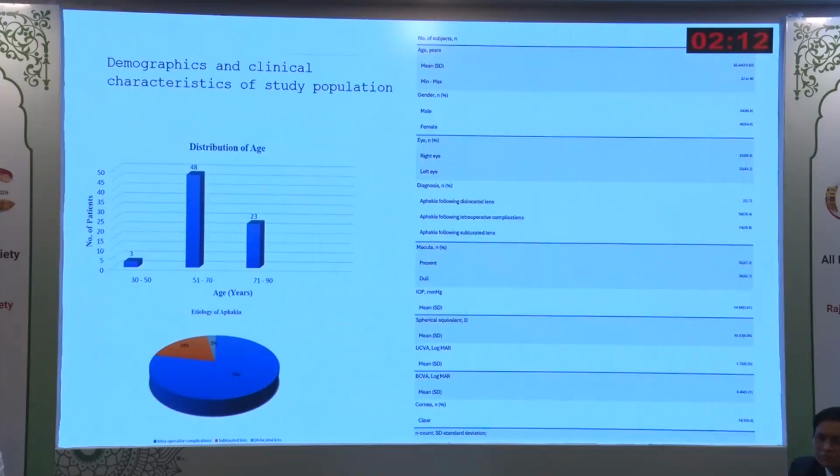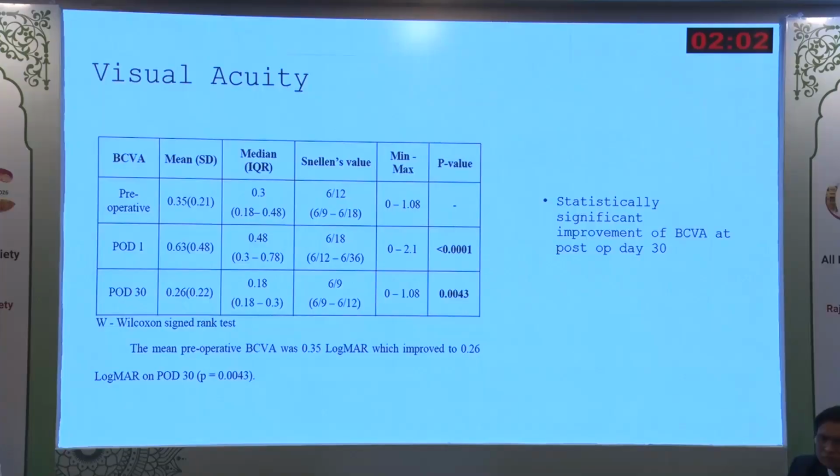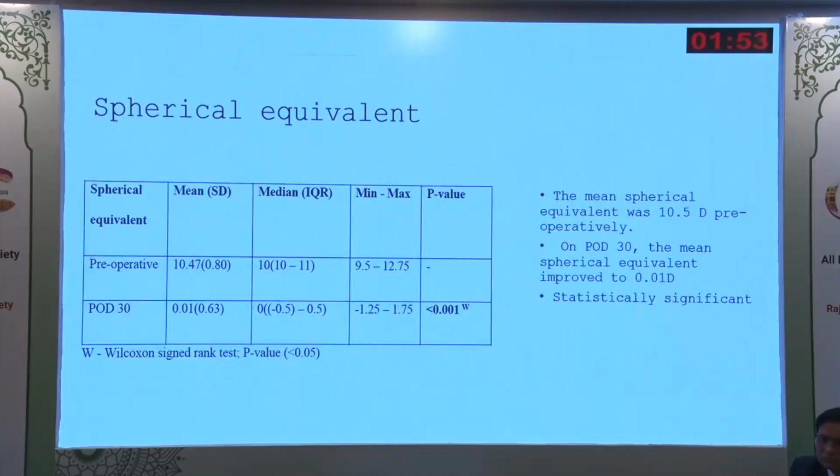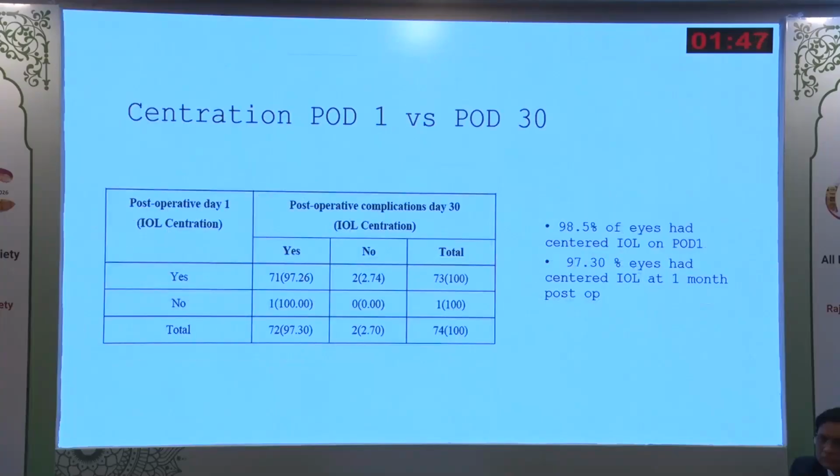So coming to the results, 78% of our cases of aphakia that we took for surgery was mainly because of complications due to the prior surgery. The others were because of subluxation and dislocation. The mean preoperative BCVA was 0.35 logMAR, which improved to 0.26 logMAR at POD 30, statistically significant vision. The POD 30 mean spherical equivalent improved to 0.01 diopters, which is also statistically significant.